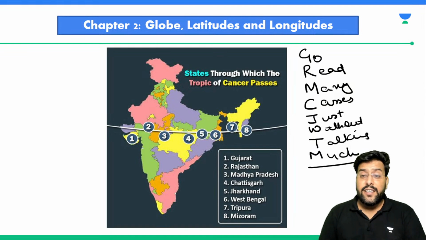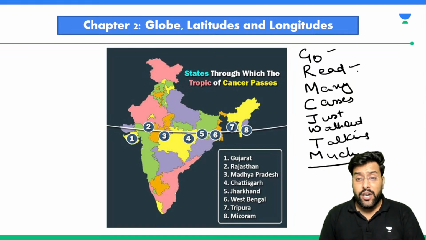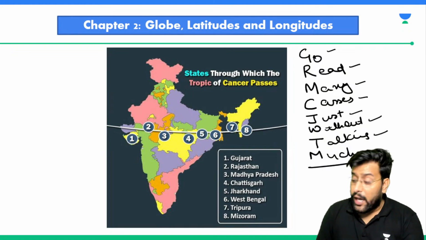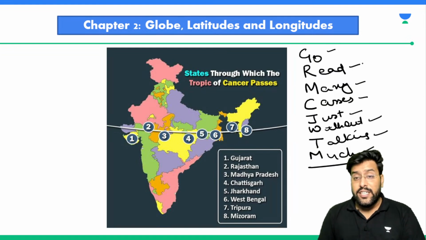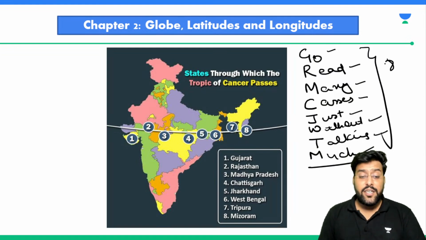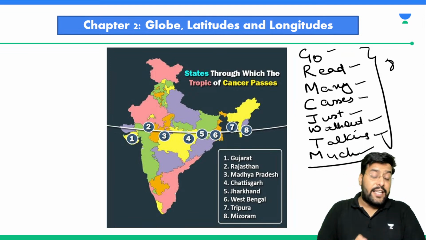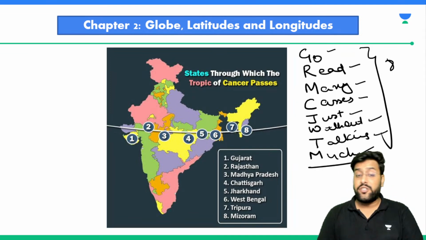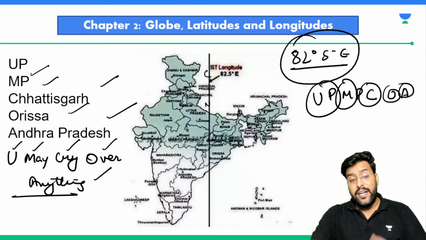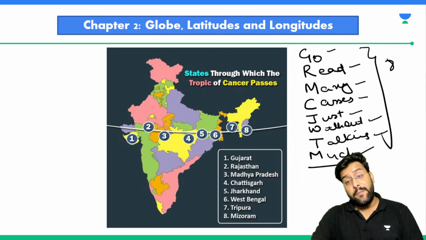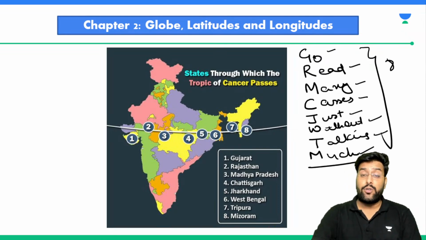What does that mean? G for Gujarat, R for Rajasthan, M for Madhya Pradesh, C for Chhattisgarh, J for Jharkhand, W for West Bengal, T for Tripura, M for Mizoram. So these are the 8 states through which this Tropic of Cancer, this 23.5 degree north, will pass, and we need to remember it like this. We remembered it, you may cry over anything. We need to remember, go read many cases just without talking much.